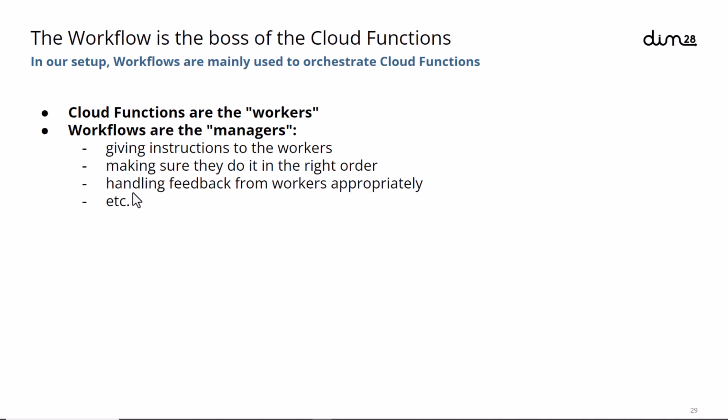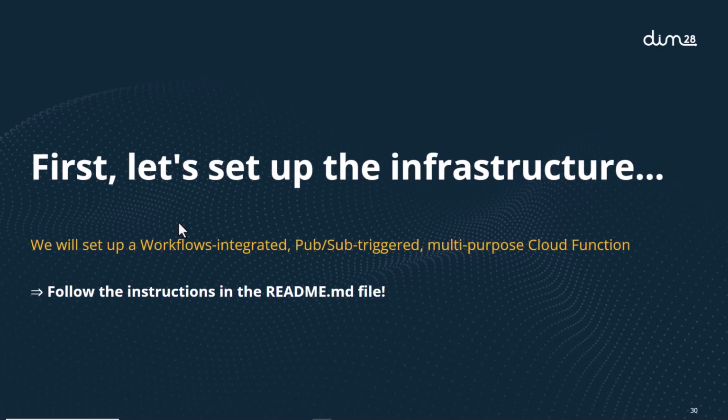So if the worker says, hey, I dropped the hammer, can I try again? Then the manager can say, yeah, try again. But if the worker says, I dropped the hammer the 3rd time, then the workflow says, okay, you're probably not fit for the job, goodbye. So this is how the workflow Cloud Function relationship looks like.